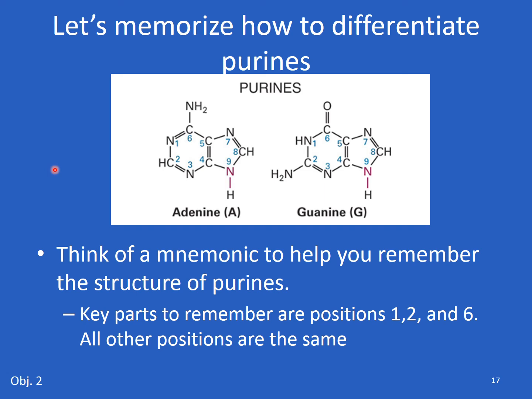So take a few minutes, pause the video here, and think of a mnemonic to help you remember the structure of purines. What I would recommend is memorizing the structure of one of these, say guanine. Memorize how to draw it, and then think of a mnemonic to help you remember that positions 1, 2, and 6 are different, and how. So basically, if you can draw guanine, figure out a way to help you remember what the structure of adenine is. So take 5 or 10 minutes, work that out. I guarantee you, I'm going to ask you your mnemonic on a quiz.